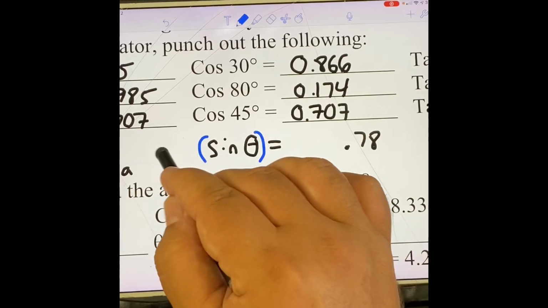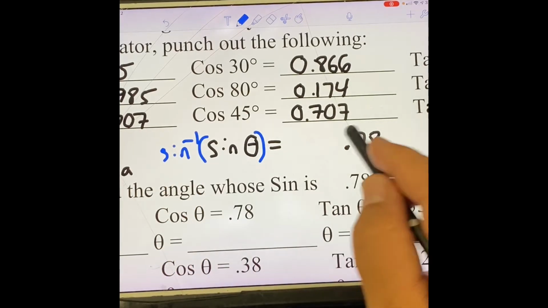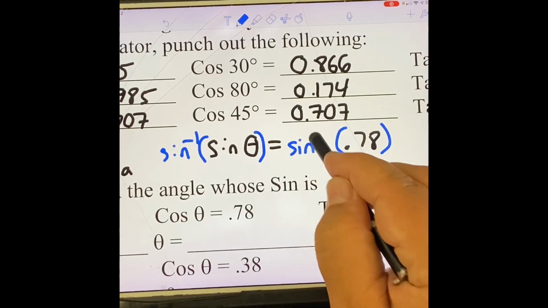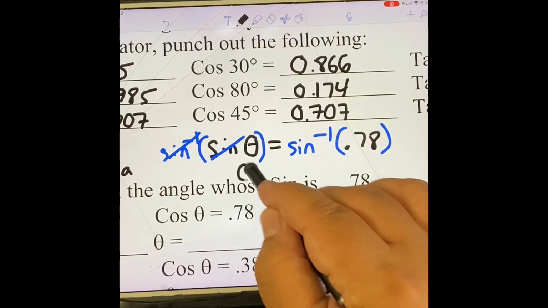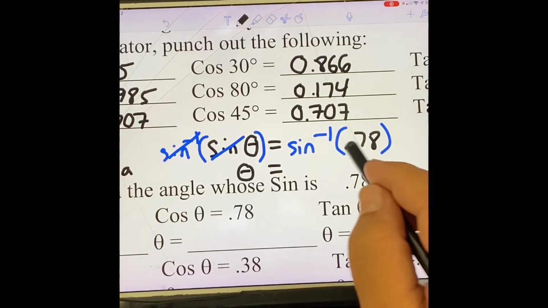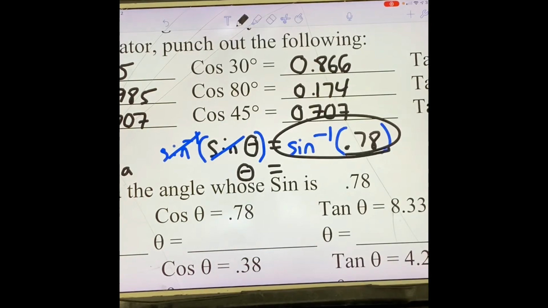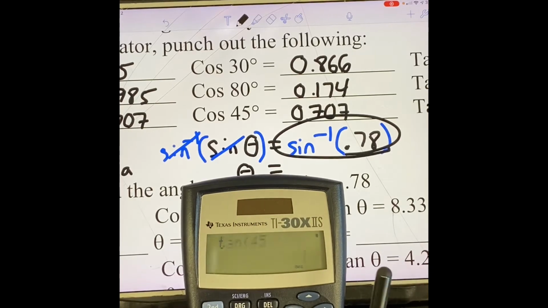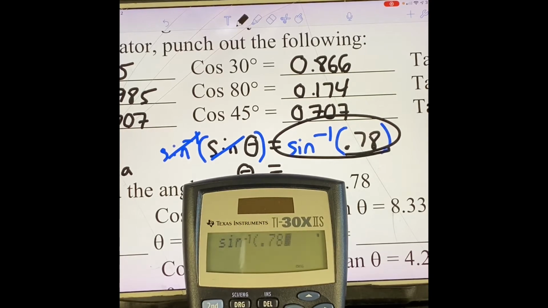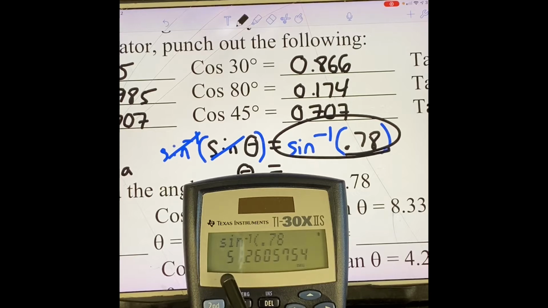The opposite of sine is arc sine, which is the symbol sine to the negative 1. So we're going to take the arc sine of both sides of the equation. Arc sine cancels with the sine, and theta is now by itself on the left-hand side. And all we're doing in the calculator is taking the arc sine of 0.78. Now to do that, you'll notice the arc sine is right above the sine button. So you have to press the second function and sine, and then hit 0.78, and you can see we get about 51.26 or 51.3 degrees.